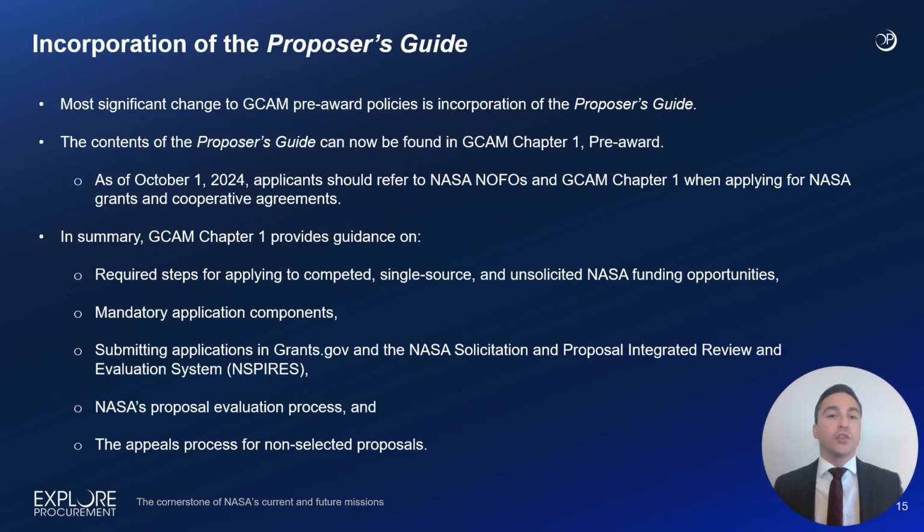As previously mentioned, the Proposer's Guide has been fully integrated into the 2024 GCAM. We essentially took the contents of the Proposer's Guide and turned it into GCAM Chapter 1, so everything that you used to find in the Proposer's Guide can now be found in the GCAM. For those applying for a NASA grant or cooperative agreement, GCAM Chapter 1 will tell you about required proposal documents, how to submit a proposal, how to register in our grant proposal system, Inspires, and how we evaluate proposals.